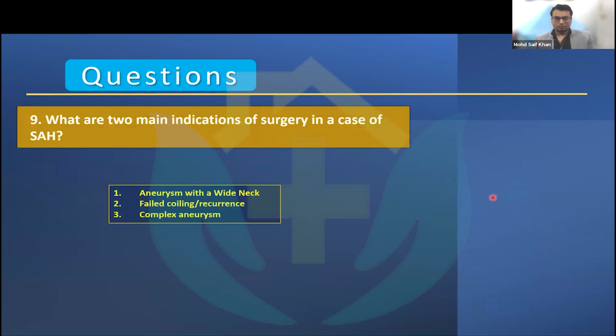Okay. What are two main indications of surgery in a case of SAH? This is also important. You should know the indications and you should know the disadvantages of surgery. So what are the indications? If the aneurysm has a wide neck, or if the coiling has failed, or if there is recurrence of the aneurysm, recurrence of bleed, and complex aneurysm. These are the kind of technical issues for which surgery is usually indicated. Hydrocephalus.